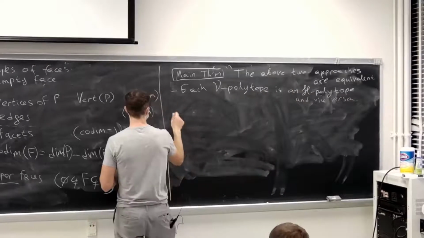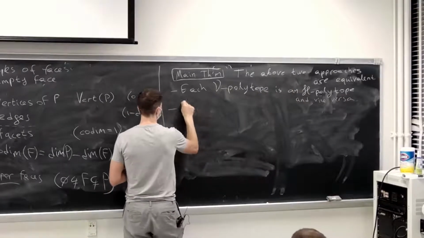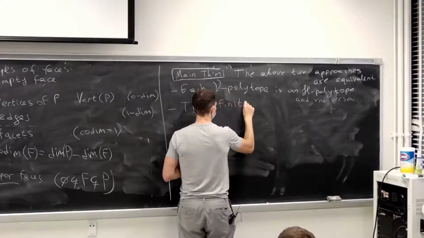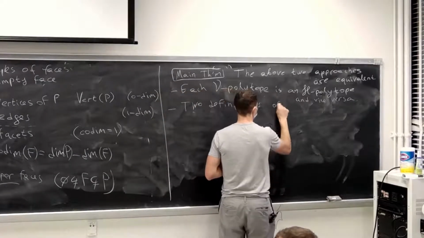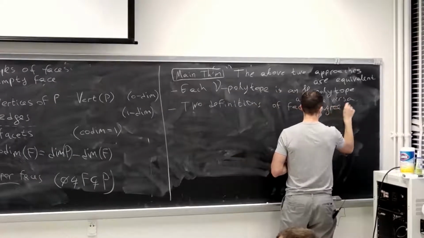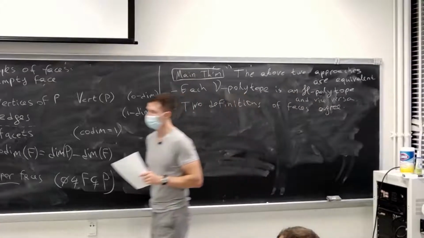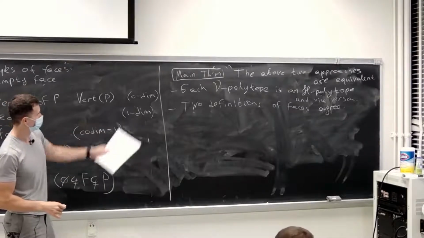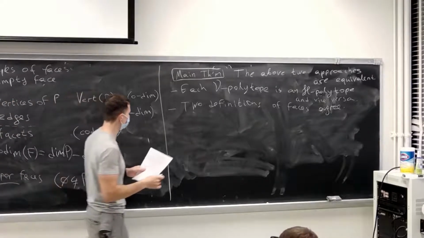And second of all, the two definitions of faces agree with each other. So no matter how you define your polytope, compute the faces, you get the same set of subsets of your polytope, which is very good. Otherwise, it would have been a horrible, horrible collection of definitions.